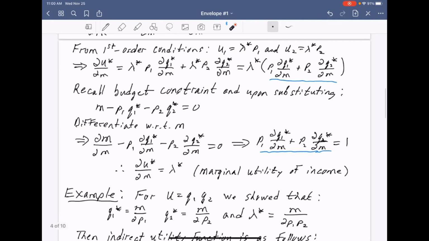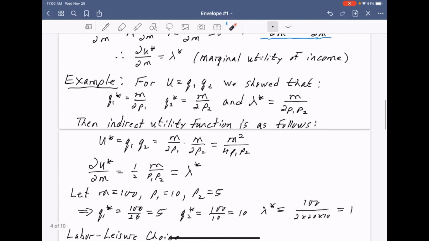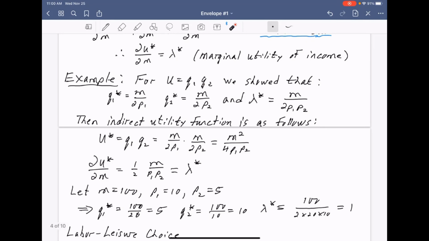So then the partial of the indirect utility function with respect to M is simply equal to the marginal utility of income. Now let's take as an example this simple Cobb-Douglas utility function, which we had done before, and we showed at that time that Q1 star, the Marshallian demand for 1, is equal to M over 2P1. For 2, it's M over 2P2, and then for the optimum lambda or Lagrange multiplier, it's M over 2 times P1 times P2.